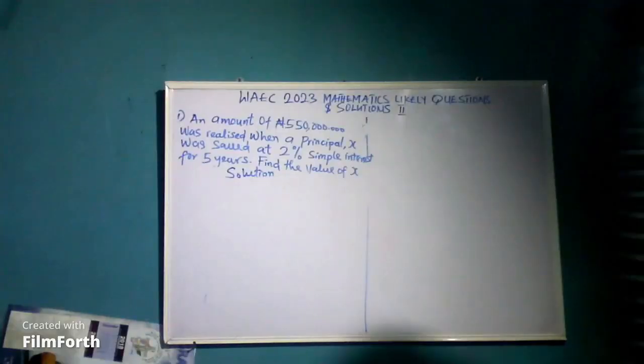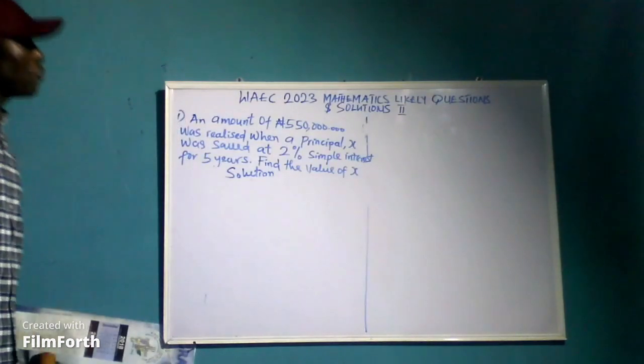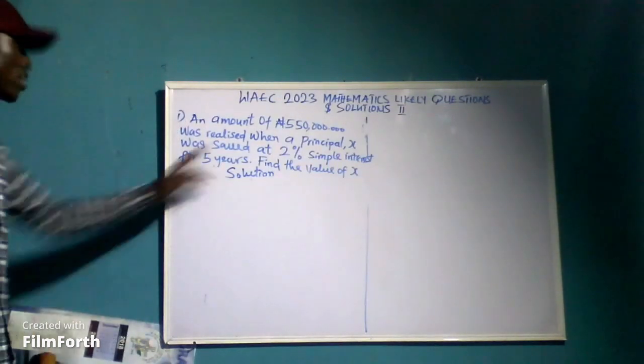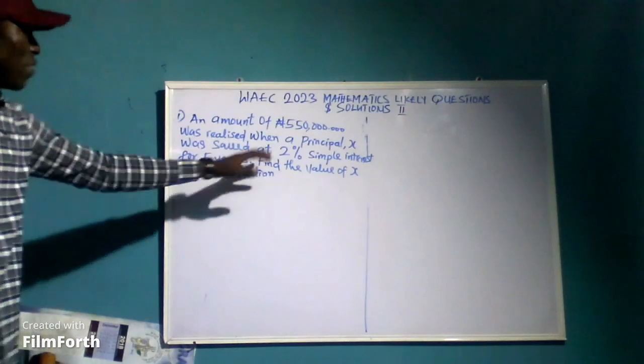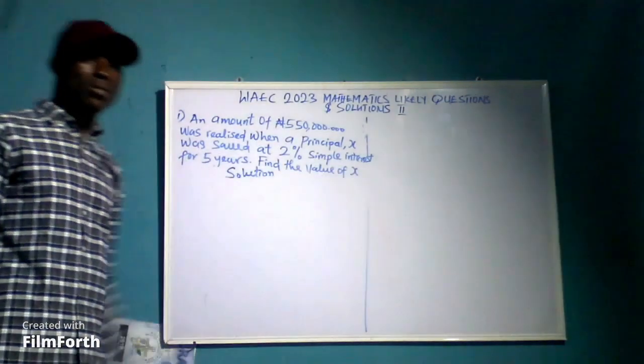Now let's take the first question, as we have it stated on the board. An amount of 550,000 naira was realized when the principal X was saved at 2% simple interest for 5 years. Find the value of X.